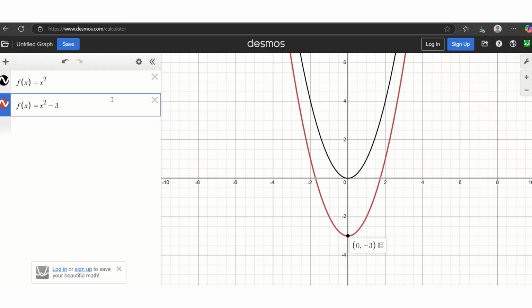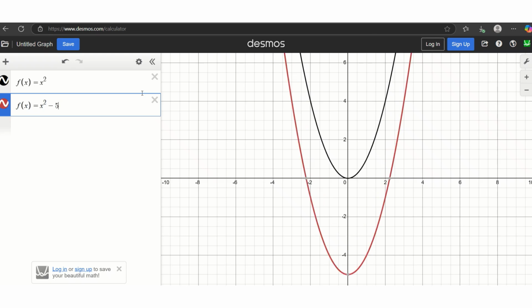And I'll switch that out. We'll do a minus 5. Okay. And we suspect at this point, okay, well, the parabola is going to go down 5. And it did. Okay, so we can see down there, it's 0, -5. And so what we can see is that adding or subtracting this number to the function is sliding the graph up and down.